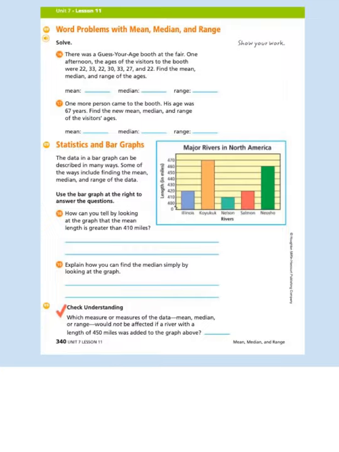So let's start with page 340, and this page says, word problems with mean, median, and range, solve. Make sure you show your work over at the side, please. It says, there was a guess your age booth at the fair. One afternoon, the ages of the visitors at the booth were 22, 33, 22, 30, 33, 27, and 22. Find the mean, median, and range for those ages.